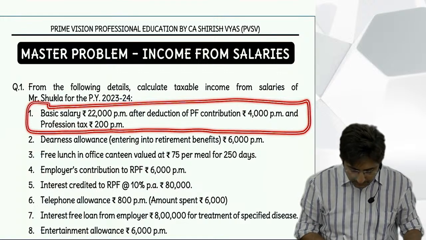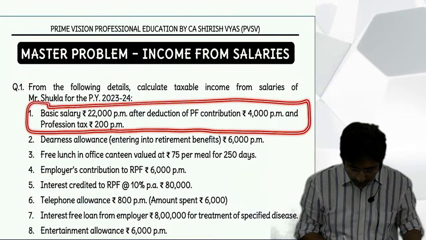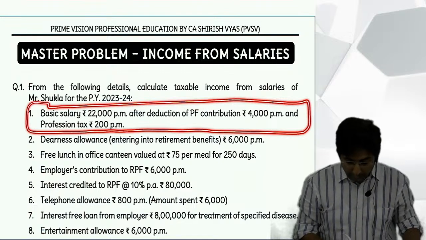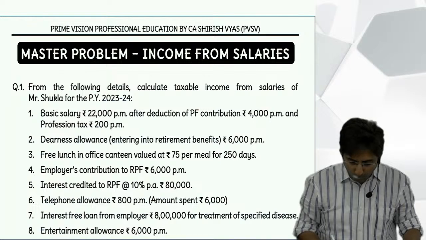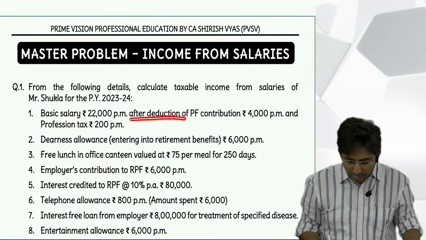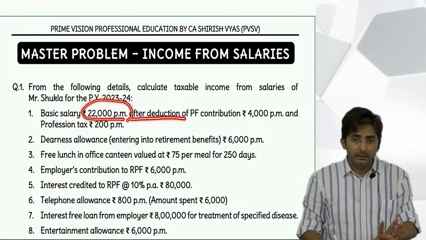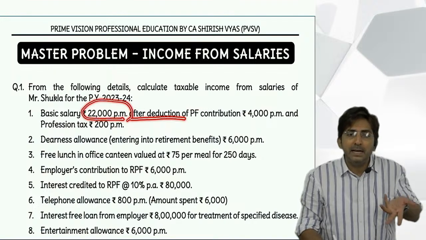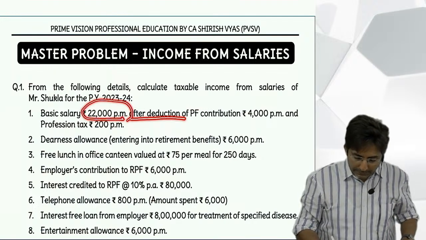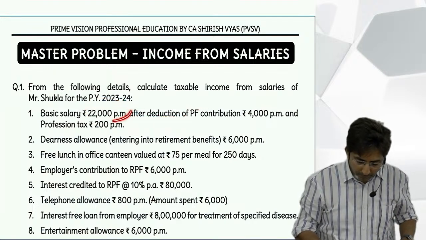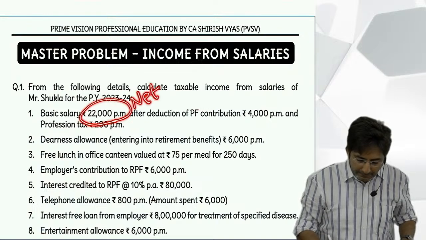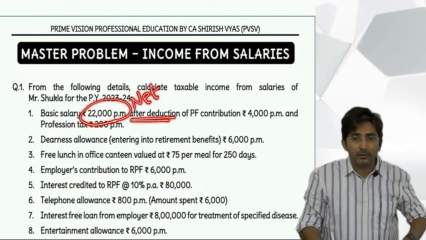What is written? Basic salary, 22,000 per month, after deduction. Tell me, what do you mean by after deduction? That means 22,000 is after deduction. So after you deduct, you get the net amount. They have not written net, but you should understand this is the net amount.